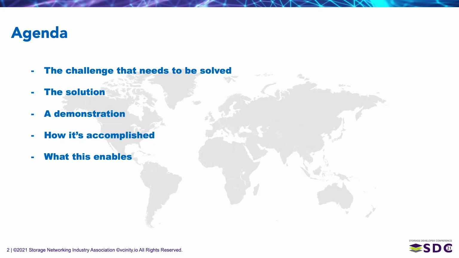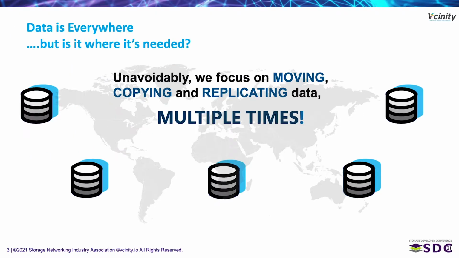Now the agenda for the talk is first we're going to talk about the challenge that we needed to solve. We're going to talk about our particular solution, and then I'm going to show you a demonstration because this solution is very different, very unique. I'm going to show you how we accomplish this, and then we're going to talk about what this really means and how it enables a differentiation in the way that you use data over distance.